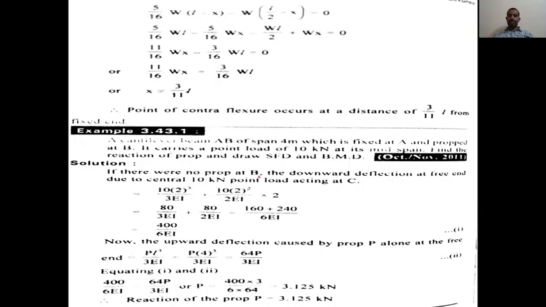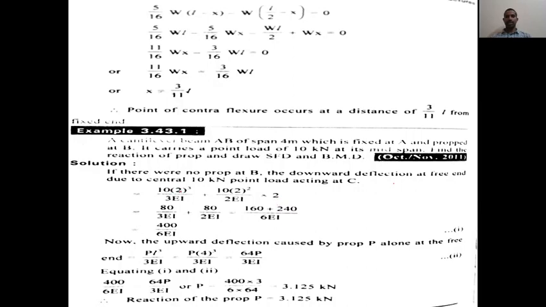If there were no prop at B, the downward deflection at the free end due to the central point load of 10 kilonewtons acting at the center will be, yes, this is a formula. When an eccentric point load is applied on a cantilever beam, the deflection is W a cube by 3EI plus W a square by 2EI into L minus a. And here the eccentric point load is at a distance of 2 meters from the fixed support, that means a is equal to 2, and total length is 4 meters, therefore L minus a is 4 minus 2, that is also equal to 2.